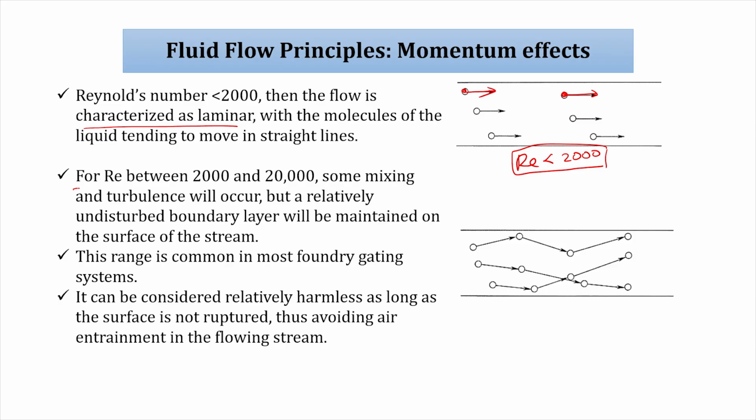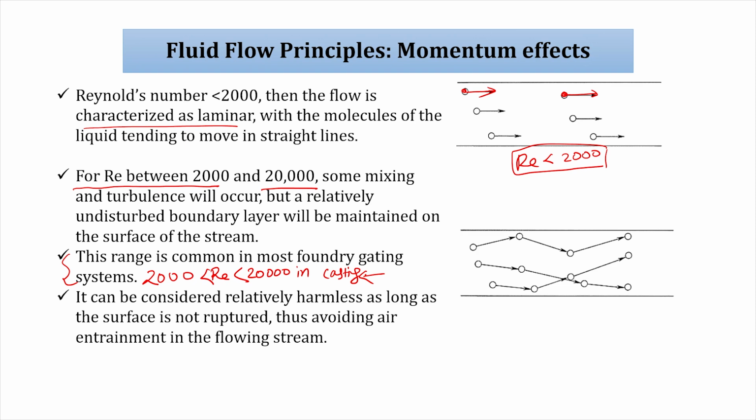If your Reynolds number is between 2000 to 20,000, this is the most common practice we observe in casting. This is the most common range. In casting, it is very difficult to get laminar, but we have to avoid turbulent. First we have to avoid turbulent, but we can't get laminar also. So, what do you need? The transition regime, where laminar to transition happens, that range is 2000 to 20,000.